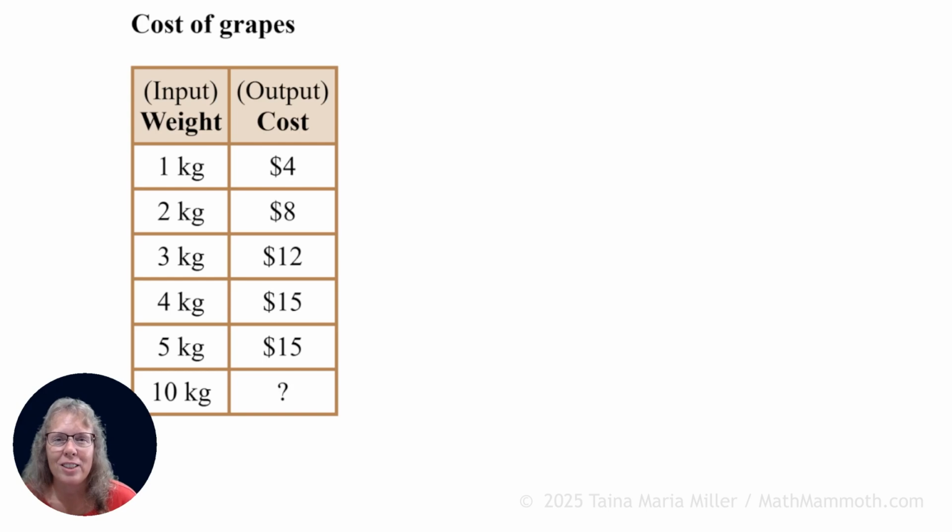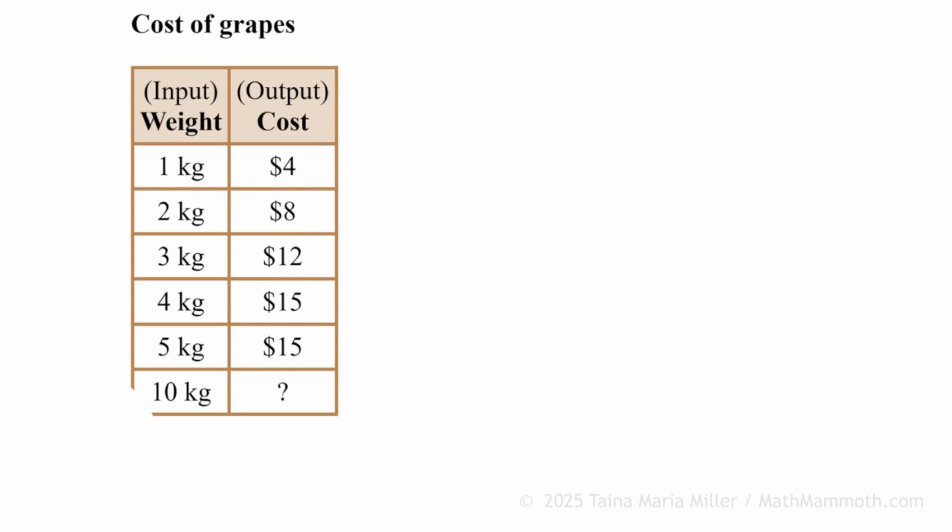We have here a table depicting the cost of grapes. And is this depicting a function? We have inputs here, they are weights or masses, and then output is the cost. So 1 kilogram of grapes costs $4, and 2 kilograms costs 8, and so on. We notice here that 4 kilograms costs 15 and also 5 kilograms costs $15. Is that the problem?